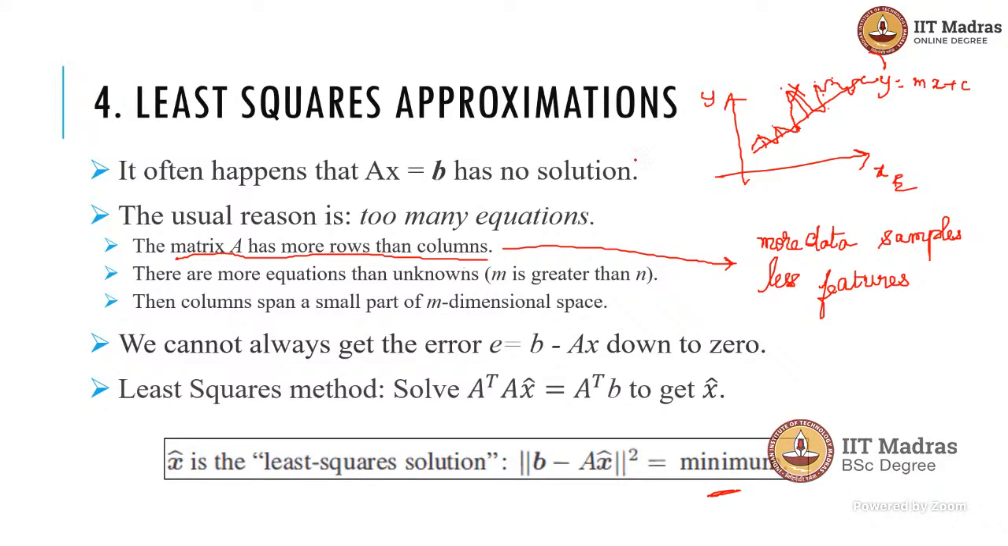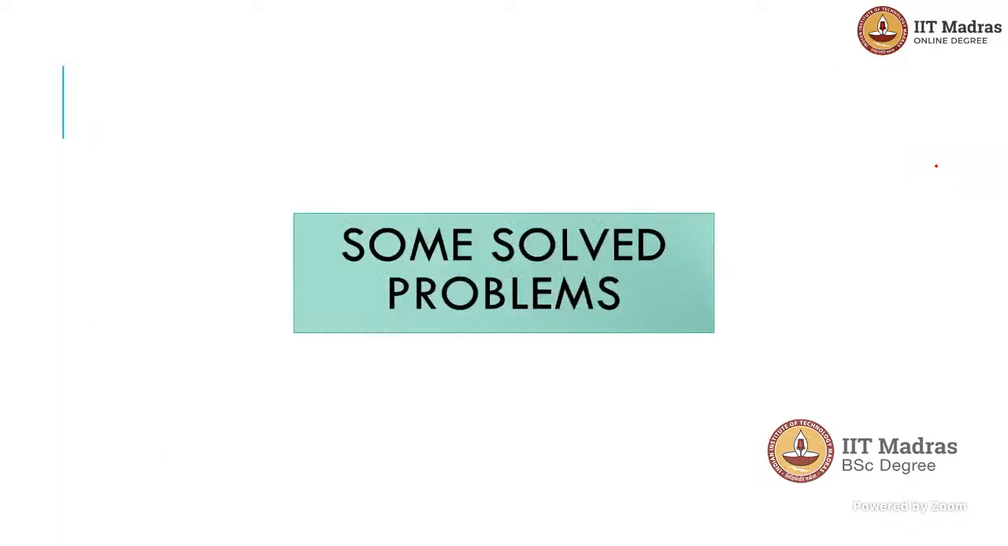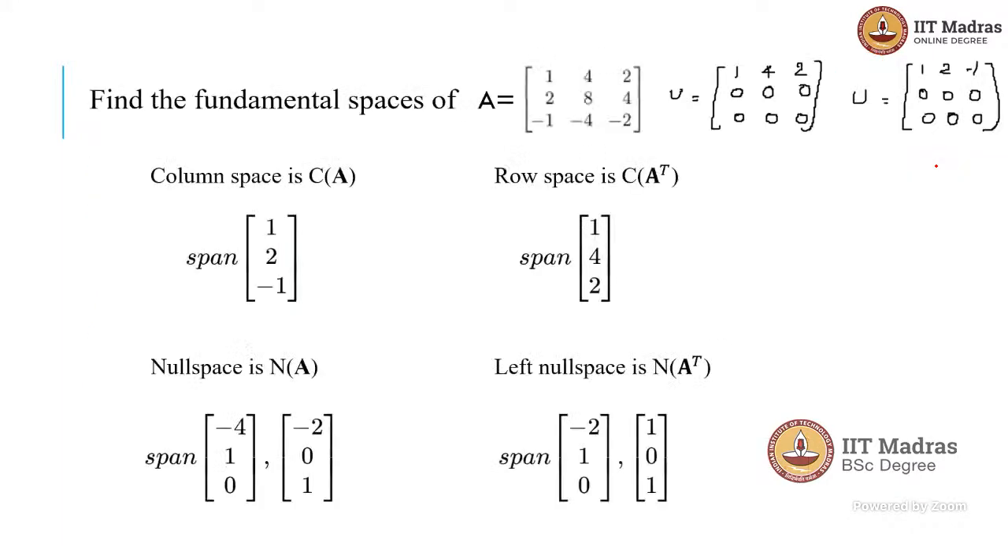Hence, we are going to model this using least squares approximation, finding this line equation y equal to mx plus c. So we are going to find this m, the slope of this line, and c, the intercept of this line. Okay, so this is the least squares method. How we solve it is using the projections formula. Some solved problems, let us see.